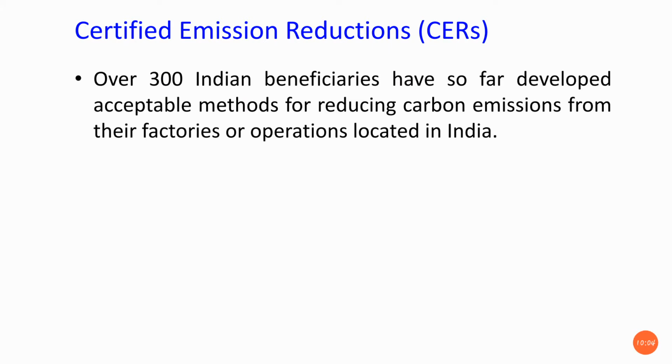Over 300 Indian beneficiaries have so far developed acceptable methods for reducing the carbon emissions from their factories and operations located in India. So in this case, what will happen? The Indian government, as well as at the global level, has certified that 300 Indian companies are producing only the required amount of carbon emissions. They are not going to go beyond that. For that purpose, they are giving a lot of certifications.